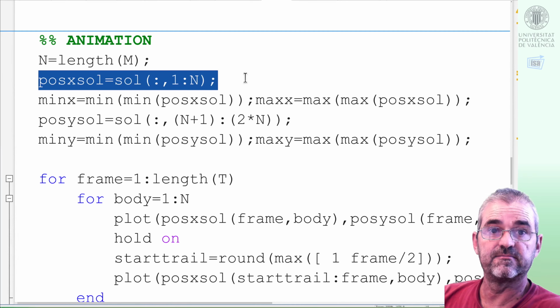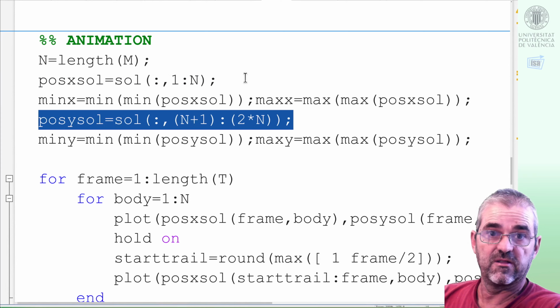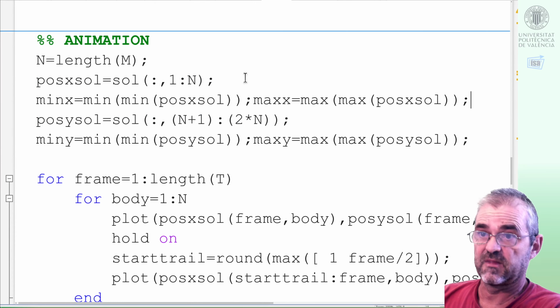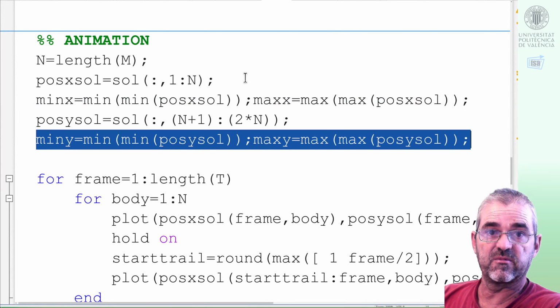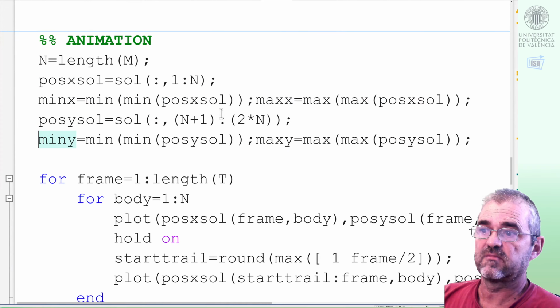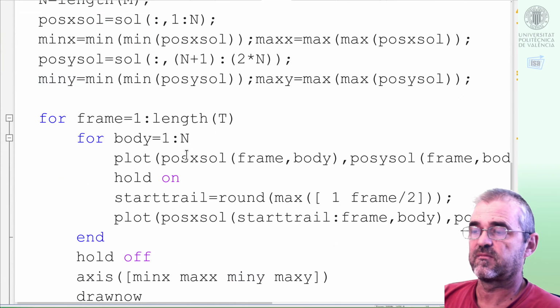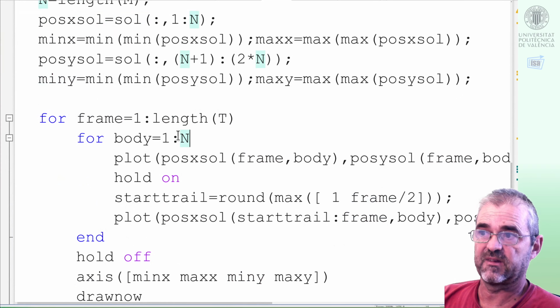In this line I recover from the 4 times capital N states the x positions, and these are the y positions, the second group of n numbers. And this is the minimum and maximum of x position and minimum and maximum of y position, just to draw the figure axes. And then for the animation, we have a lot of frames. Each element of capital T from the ODE solver is a frame, and I have capital N bodies, so at each frame I draw all the bodies.